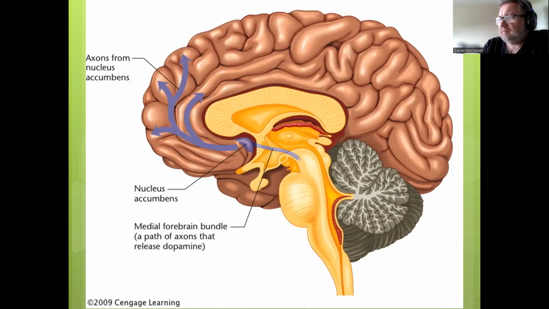I have a map of that, so let's take a look at that real quick on this picture. We see the pathway there in blue taking us from the midbrain through the nucleus accumbens, which is a part of the frontal lobe, and then from there, pathways that spread out through other parts of the prefrontal cortex.